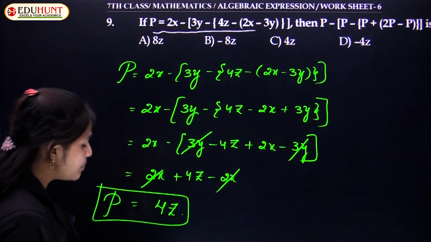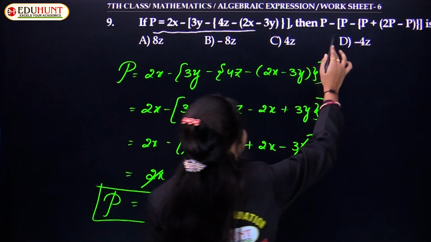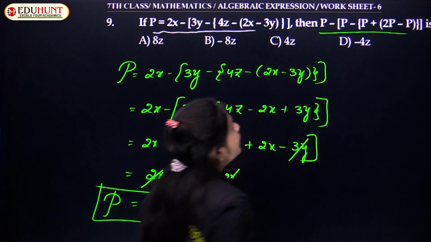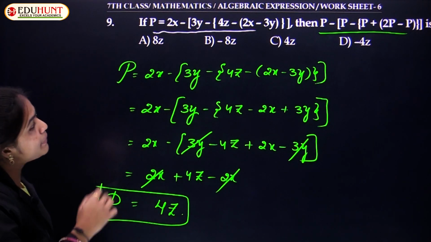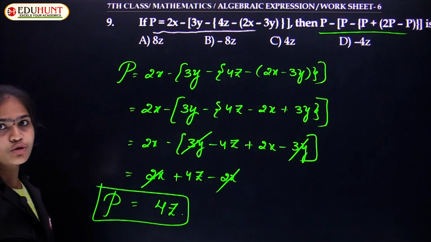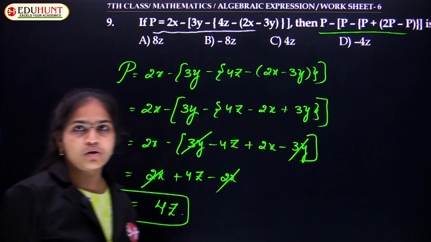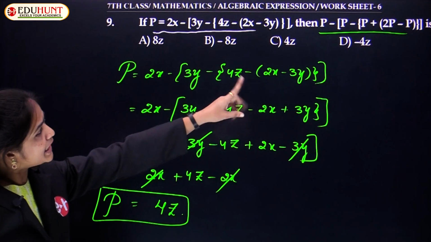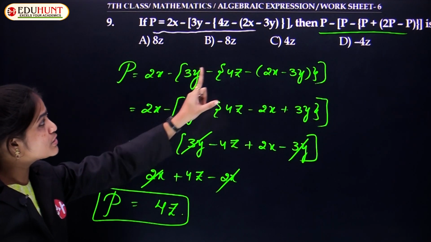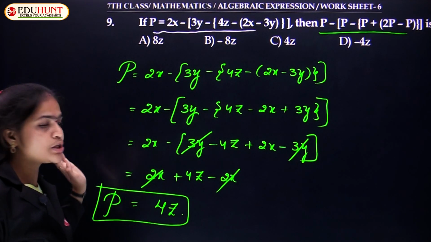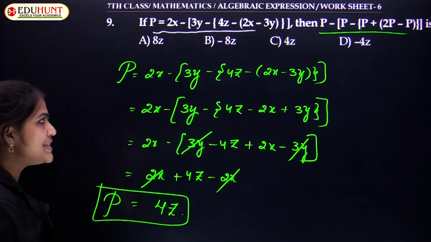Now what do we need to simplify here? We need to simplify P minus, again brackets open, and here P plus 2P minus P. See here, all are having P terms only. So first we need to simplify that one, later we have to substitute the value of P. Then easily we will get it.